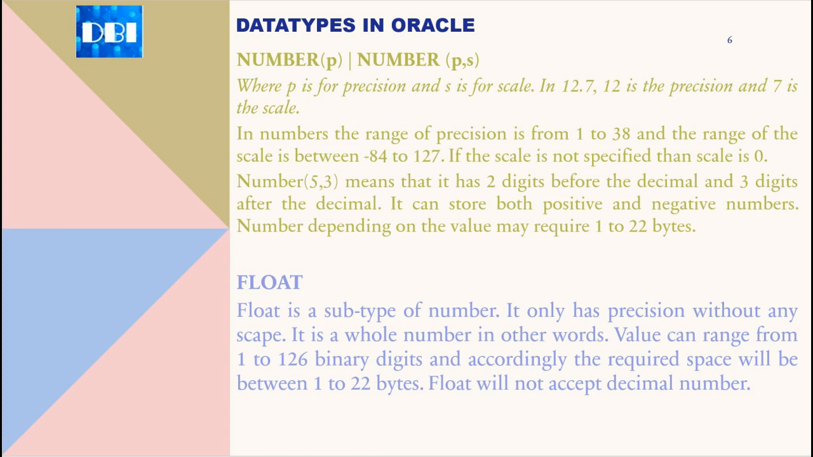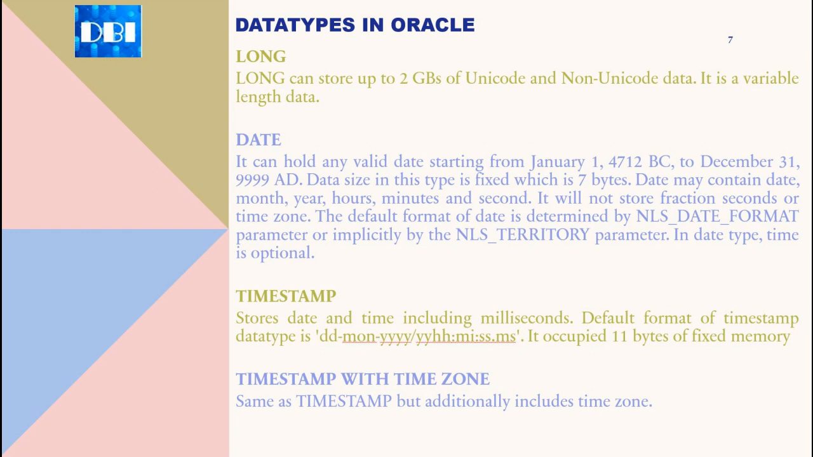Float. Float is a subtype of number. It only has precision without any scale. It is a whole number, in other words. Value can range from 1 to 126 binary digits, and accordingly the required space will be between 1 to 22 bytes. Float will not accept decimal number. Long. Long can store up to 2 GBs of Unicode and non-Unicode data. It is a variable length data.